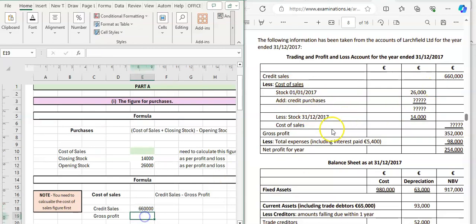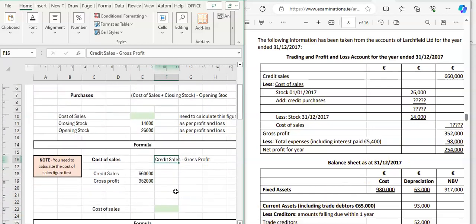Our gross profit then from the question is 352,000. And we're going to take one away from the other, and that's going to give us our cost of sales figure. So 660,000 minus 352,000, and that's going to give us a cost of sales figure, and that's going to help us calculate our purchases. So our cost of sales figure is 308,000. Now we have our three figures to put into our formula.